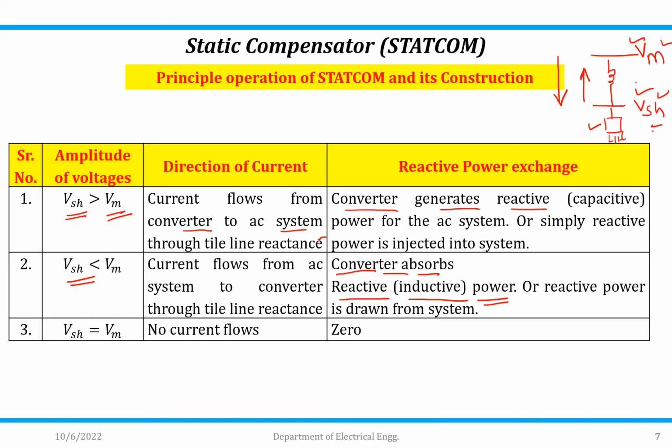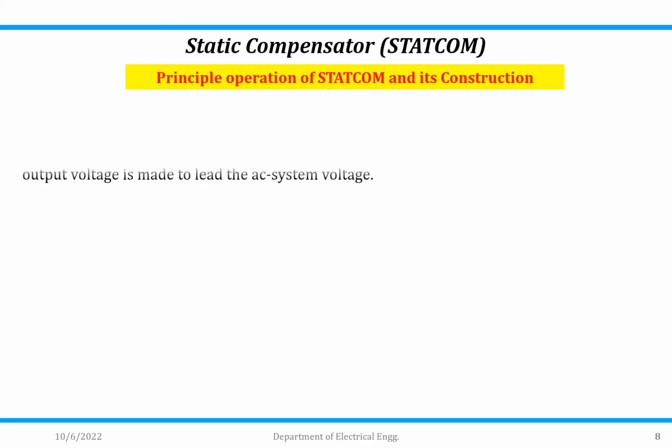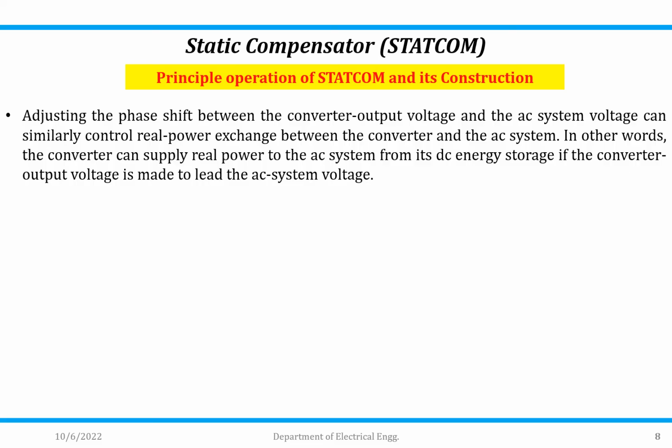And when Vsh is equal to Vm, that is there is no fault, then no current will flow through this and there will not be any exchange of reactive power. Now, adjusting the phase shift between the converter output voltage and the AC system voltage can similarly control the real power exchange between the converter and the AC system. In other words, the converter can supply real power to the AC system from its DC energy storage if the converter output voltage is made to lead the AC system voltage.